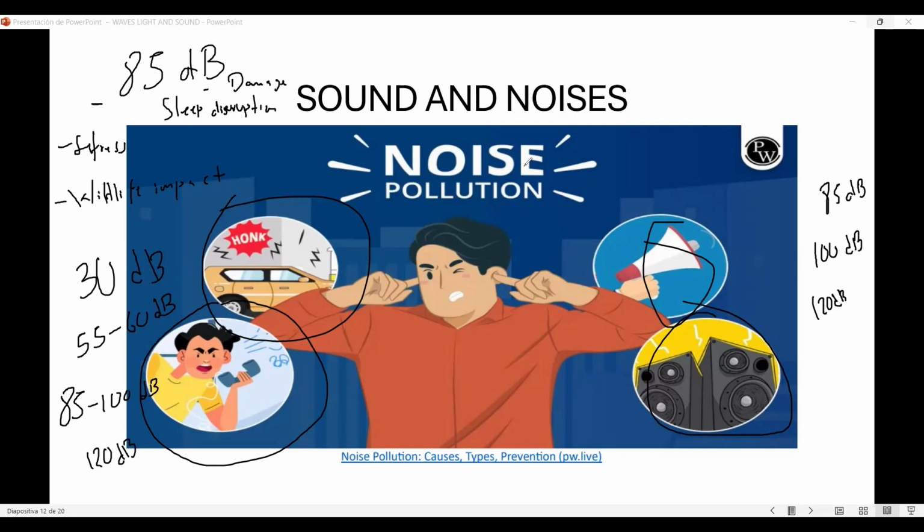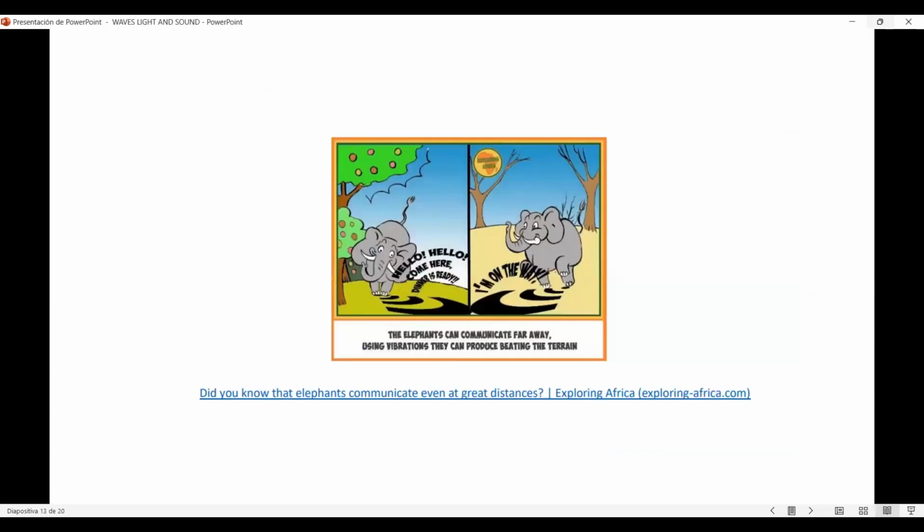It's quite important to comprehend that it also depends on the context and the environment that we're going through, right? But elephants, for example, can communicate far away using vibrations. They can produce beating in the terrain.